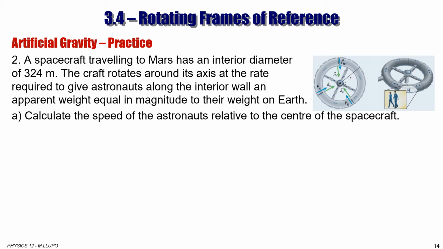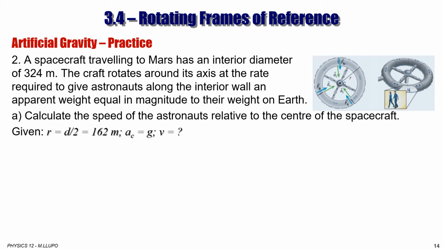Let's do a practice problem with artificial gravity. A spacecraft traveling to Mars has an interior diameter of 324 meters. The craft rotates around its axis at a rate required to give astronauts along the interior wall an apparent weight equal in magnitude to their weight on Earth. Calculate the speed of the astronauts relative to the center of the spacecraft.